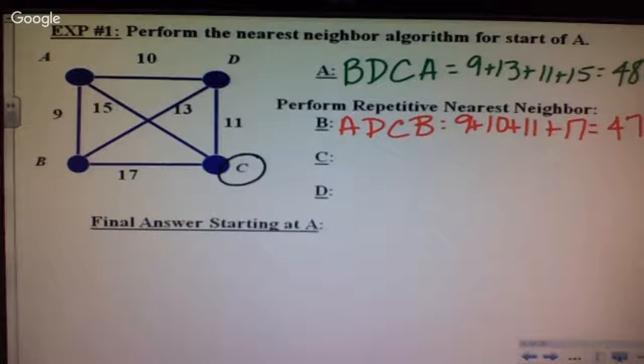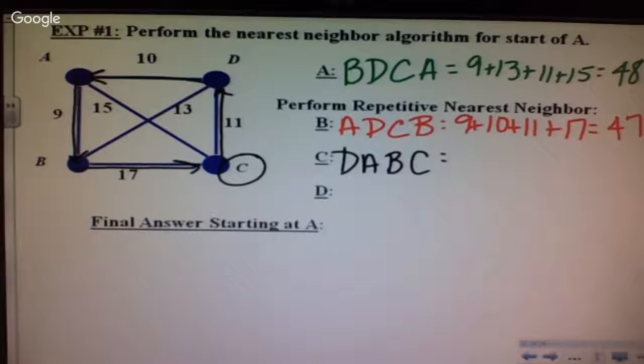When we get to repetitive nearest neighbor starting at C, who's my nearest neighbor? D. We go to D, then to A, then to B, and back to C. So C to D to A to B and back to C. That gives me 11, 10, 9, and 17. Well, those numbers look awfully familiar. It's just like the first one. So 47.